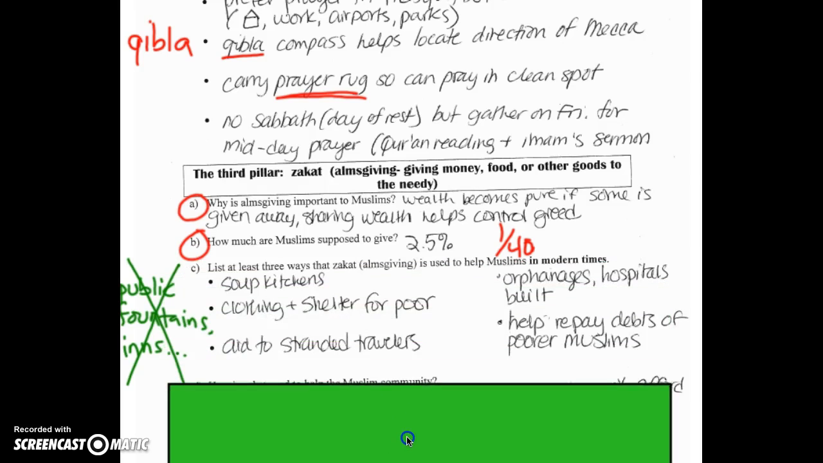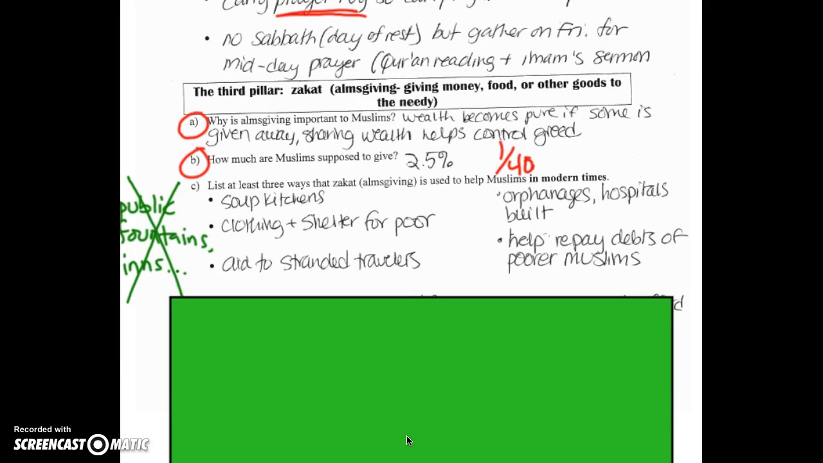So C asked you about modern times, how the zakat was used, or is used, I should say. And the green writing to the left that's crossed out, the reason why that's crossed out is because if you look carefully in the reading, which you already returned to me, so you can't look carefully at this point, but it said in medieval times zakat was used for, and it listed things like I have written in green. In modern times, the bullets that I have on my paper, these facts are how zakat is used in modern times. So make sure you have it correct in part C.